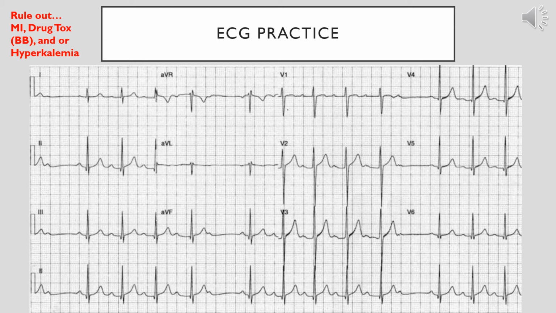Looking at the heart rate of this patient, it's irregular because of the dropped beats. However, most of the P waves create a QRS, and we have 1, 2, 3, 4, 5, 6, 7, 8, 9, 10, 11, 12, 13. So we have a heart rate of about 75 beats per minute again on this EKG.